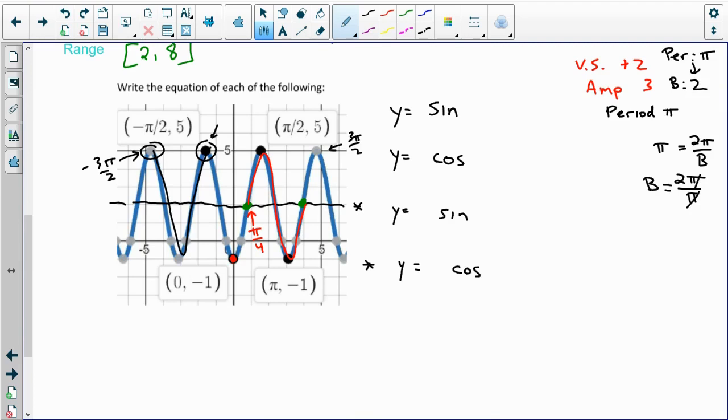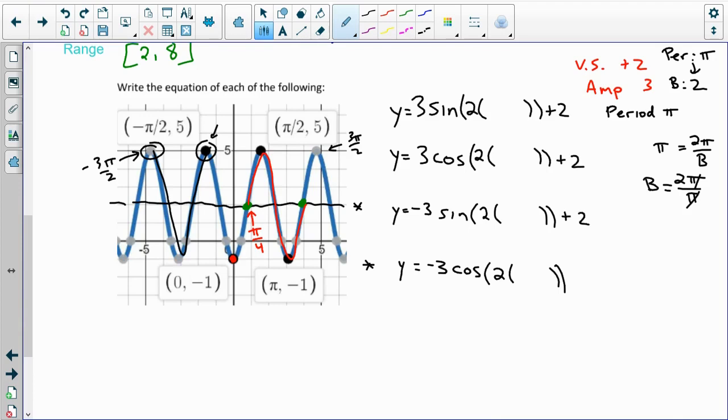So now I can start to write these things. The amplitude is 3. That's not really going to change for any of these. Now I could make it negative, but the amplitude is going to be 3. My sine graph, my cosine graph, my negative sine graph, and my negative cosine graph are all going to have a b value of 2. My vertical shift is 2. So I'm going to add 2 to the end of all these. So basically, everything looks the same. The only thing that's different is where we start.